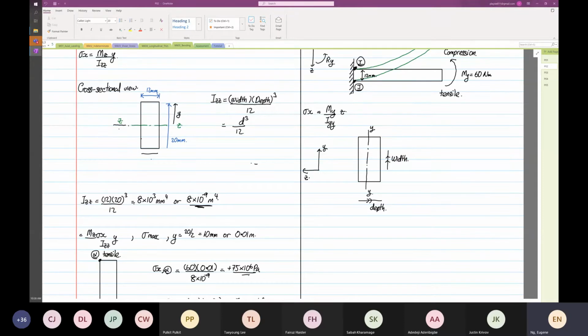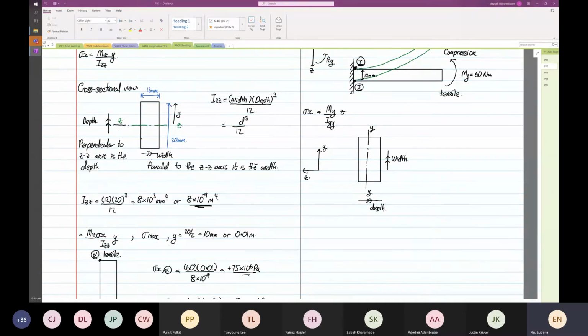So we will always call this our width, right? So when it's parallel to the ZZ axis, it is the width. For this case, it's ZZ because ZZ is our axis of interest. And then if it's perpendicular to the ZZ axis, this will be our depth.